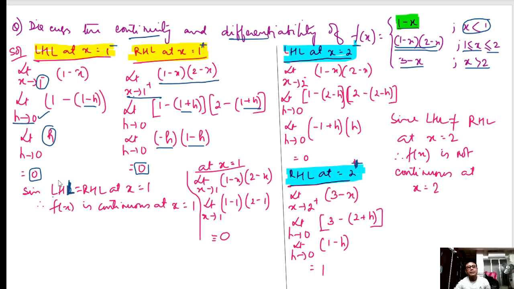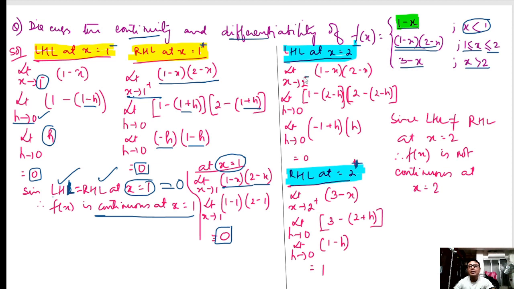Okay, so the left hand limit, the right hand limit, and at x equal to 1, we will put it in this function, and it is coming out to be 0. So see, left hand limit, right hand limit, and x equal to 1, all the values came 0. So it is continuous at x equal to 1. Now we will test at x equal to 2.